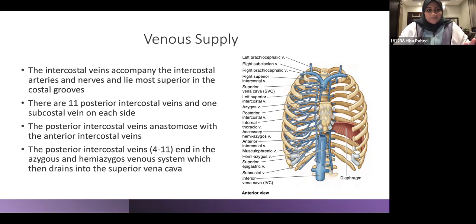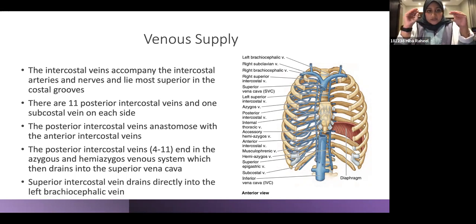Okay, superior vena cava. And the superior intercostal veins, which are at the top, they directly drain into the left brachiocephalic vein. These 2 points are so important. Again, for the sake of the exam, I'm going to repeat it one more time. The posterior intercostal veins, 4 to 11, they drain directly here, right where my cursor is, at the superior vena cava through the hemiazygous and azygous venous system.